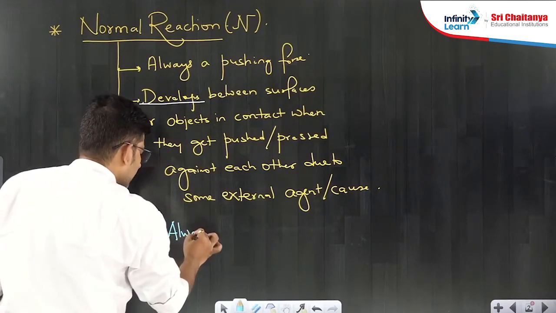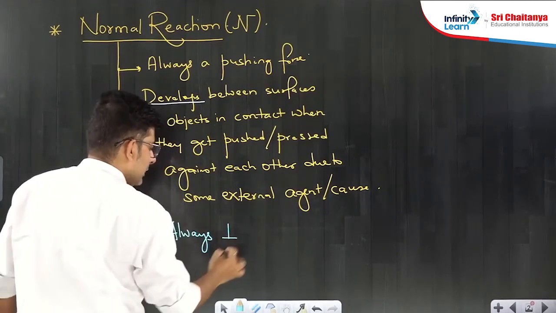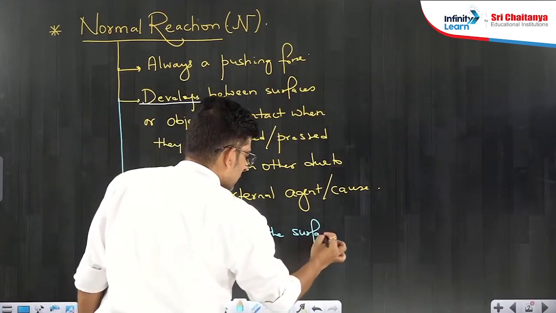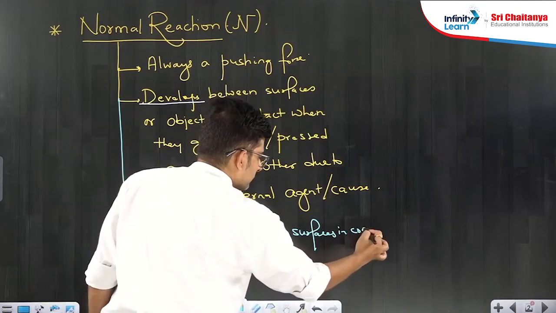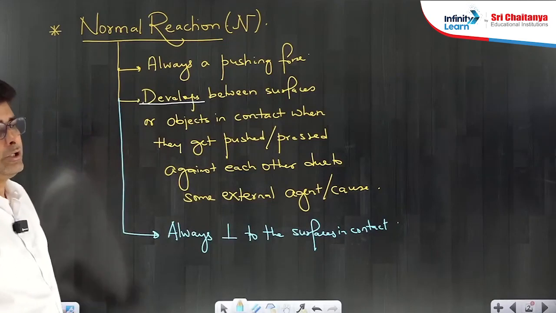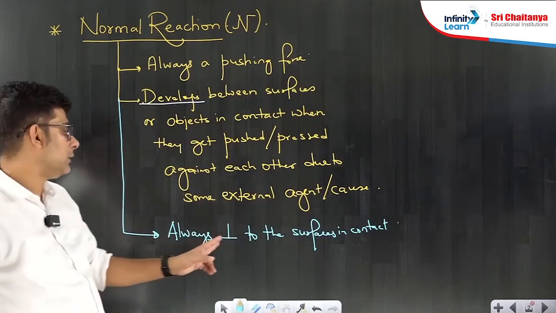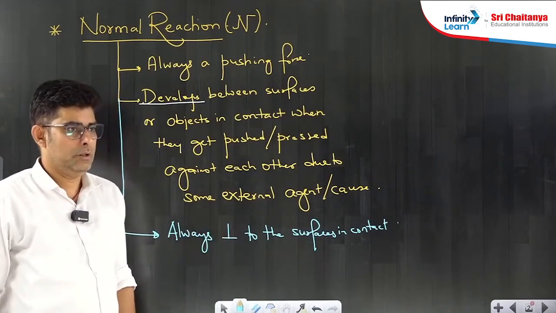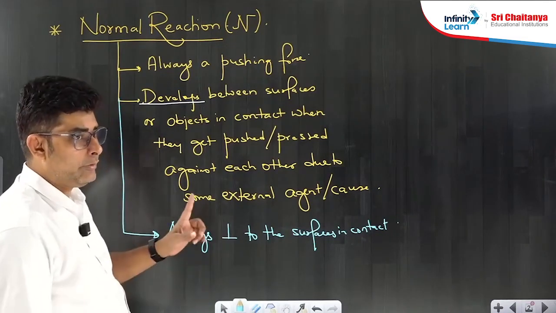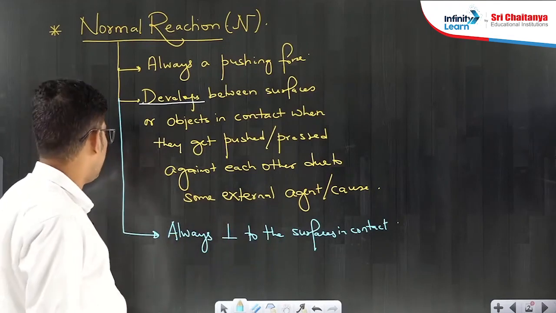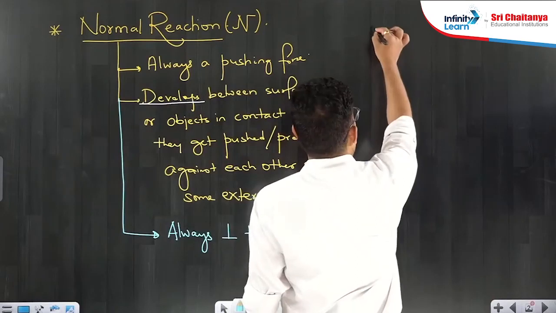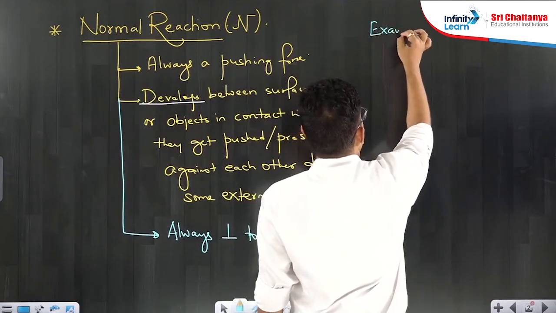It is always perpendicular to the surfaces in contact. It should always be perpendicular to the surfaces in contact. So you have to see the surface in contact or line of contact, it will be always perpendicular to the surface of contact. Now if I see, for example, you will understand.